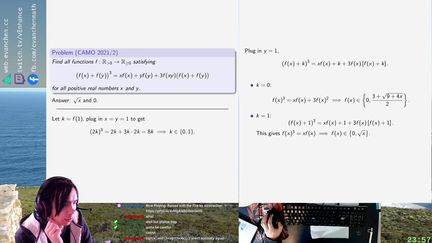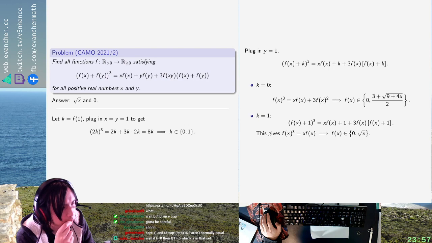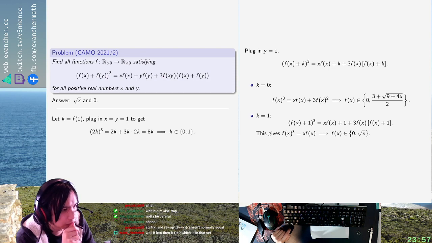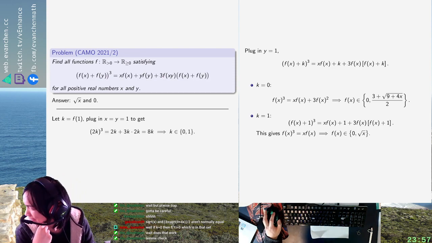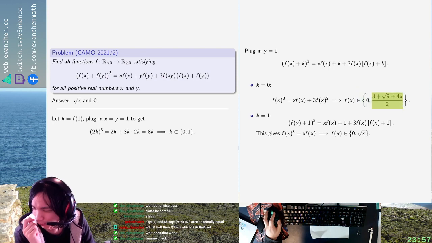Okay, well so let's suppose that f1 equals 0, which is in this. Okay, that's fair. Yeah, someone check whether this is actually a solution. Because I would be a little surprised, but I wouldn't be that surprised.